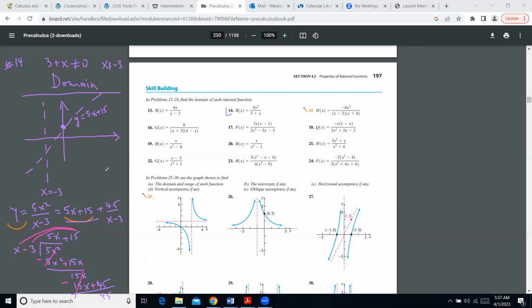This would be the point of intersection with the x-axis, the x-axis intercept.